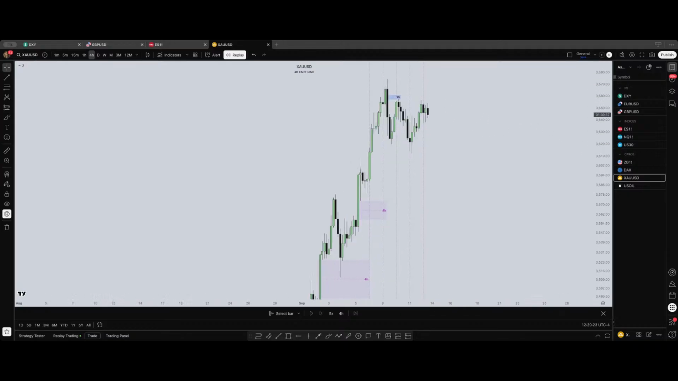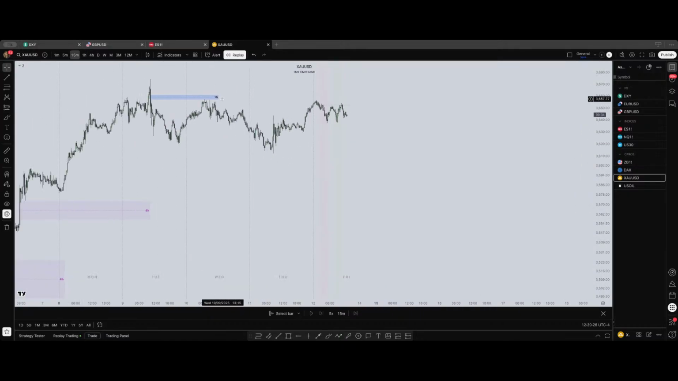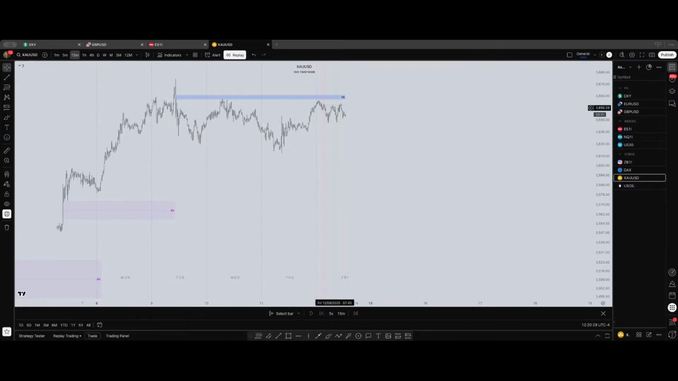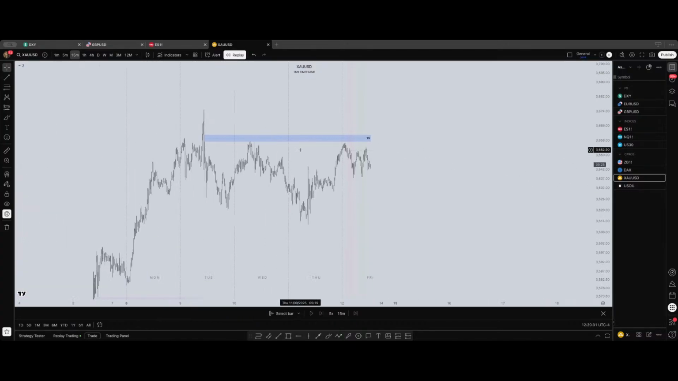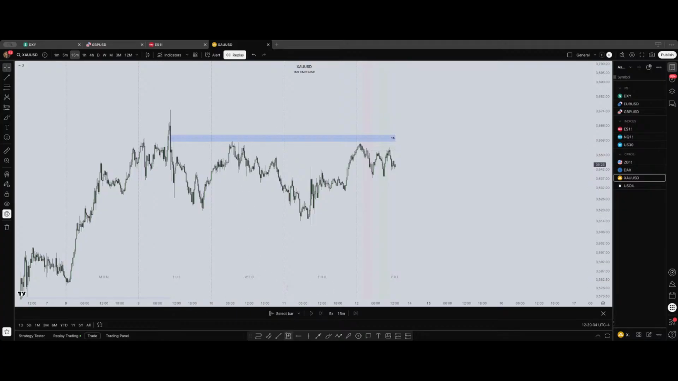I still like this 15-minute imbalance. I will leave it here because it's not completely refilled. It's not completely balanced. For me, I consider relative equal highs, or even equal highs. Yeah, it's very exact to the tick. This is an equal high, so you see all this level is very interesting to keep an eye on because price will smash it for sure.